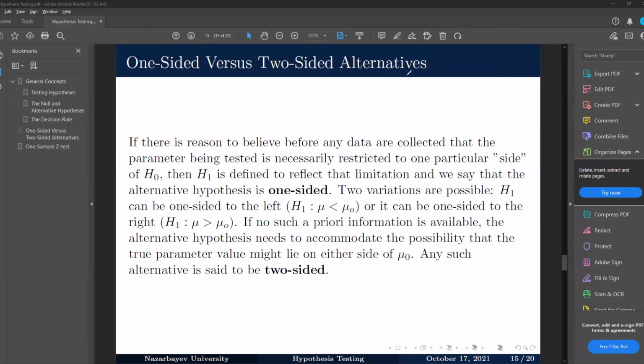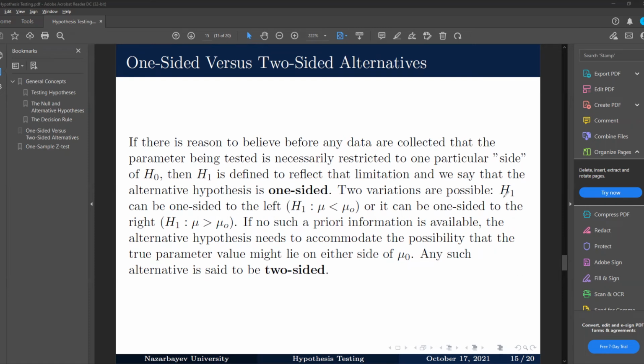One-sided versus two-sided alternative. If there is reason to believe before any data are collected that the parameter being tested is necessarily restricted to one particular side of H naught, then H1 is defined to reflect that limitation, and we say that the alternative hypothesis is one-sided. However, we'll discuss this a bit more. This is rarely the case.